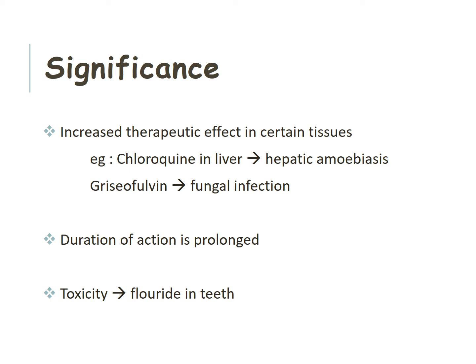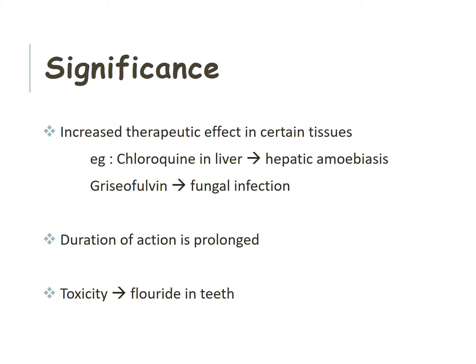As a positive feature, as I have already told, chloroquine has an affinity towards the liver. So when there is hepatic amoebiasis, when we give chloroquine, it will be more effective. The drug will go to the liver and kill the amoebas. Again, griseofulvin: the skin acts as a reservoir. So when we apply griseofulvin on the skin, it is very effective for fungal treatments. And the negative effect is toxicity. It can be stored for a long time and can have an action for a long time. So the chance for toxicity also increases, but it has some positive values and also negative values.